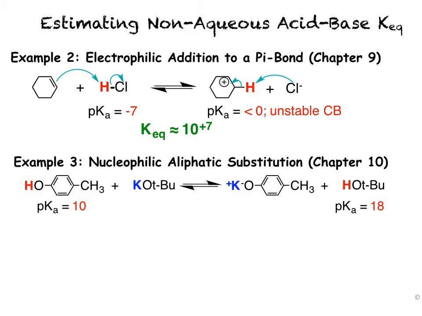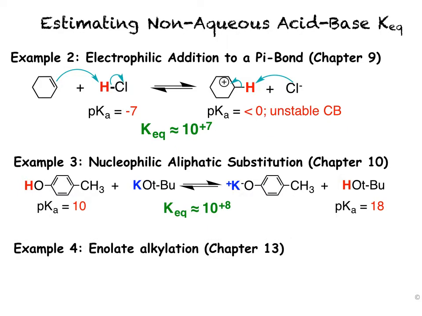But in any case, the acid on the left is stronger, so this reaction is going to be favored to the right. That stronger acid is going to want to give up its proton. And so the difference between the two pKa's is 8, and so the KEQ of this reaction is 10 to the 8th. And in the final example, we have an enolate alkylation.